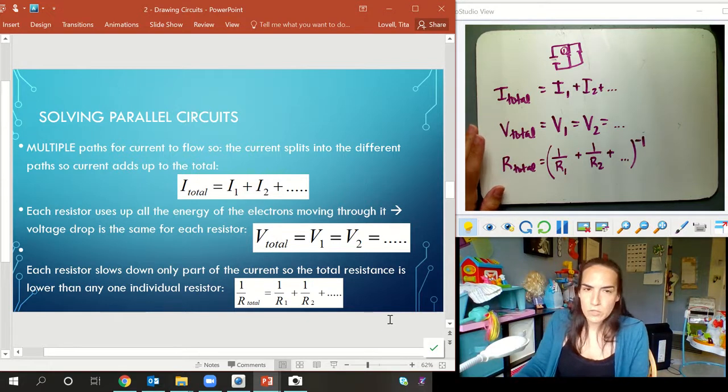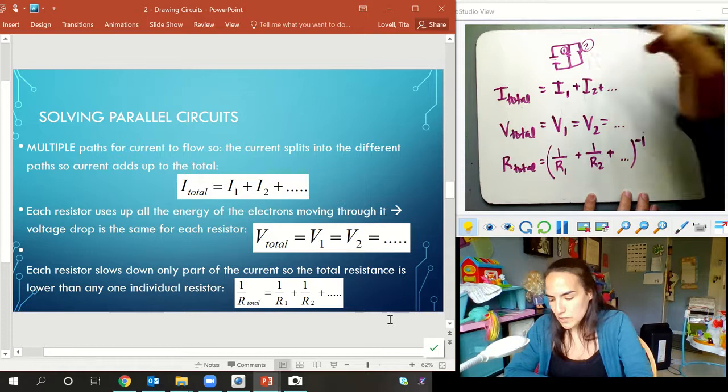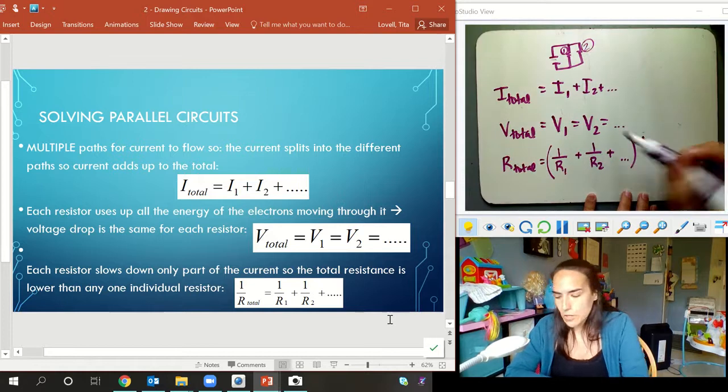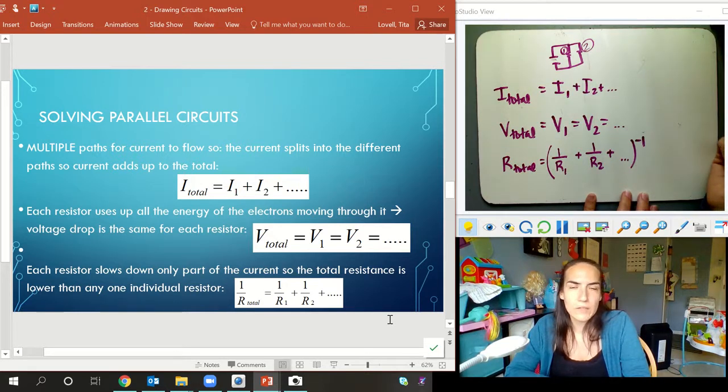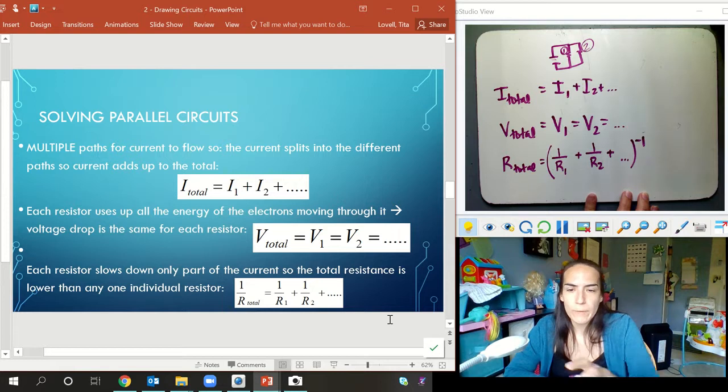Fun fact, I wanted to make sure that you're aware of this. The value for each resistor is always going to be larger than your total resistance, which doesn't make any sense. In the series circuit, it's the complete reverse, right? Your total resistance is the largest value. But in this case, it's strange. It's going to be the smallest number. So if you get a total resistance that is larger than either resistor, you've done some kind of funky math there because it shouldn't be that way.